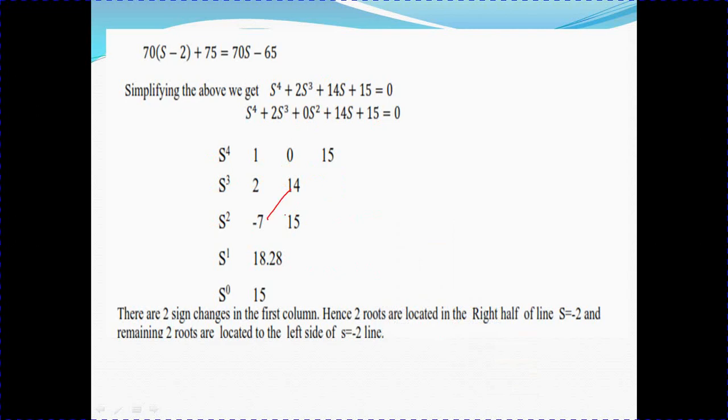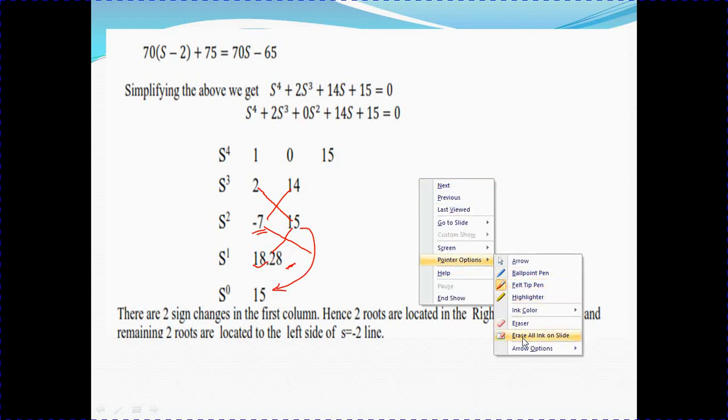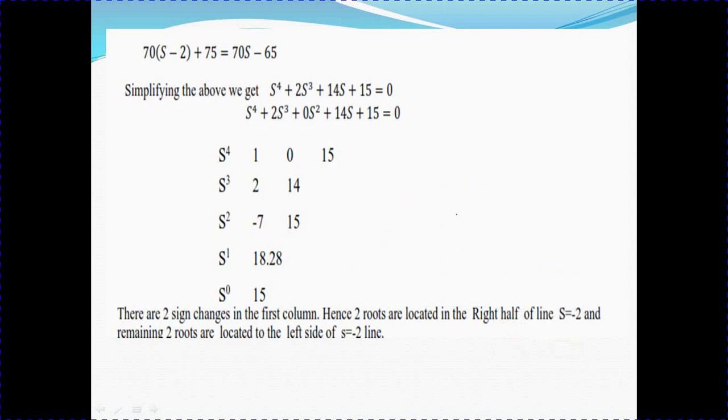Now we calculate the s to the power 1 row: (minus 7 into 14 minus 2 into 15) divided by minus 7. Here you are going to get 18.28, positive. Similarly, to calculate the last row, that is s to the power 0, we multiply these two, minus 0, divided by 18.28, hence we get 15 back here. Now we have finished the calculations of the Routh array. Now we need to check for the sign changes.